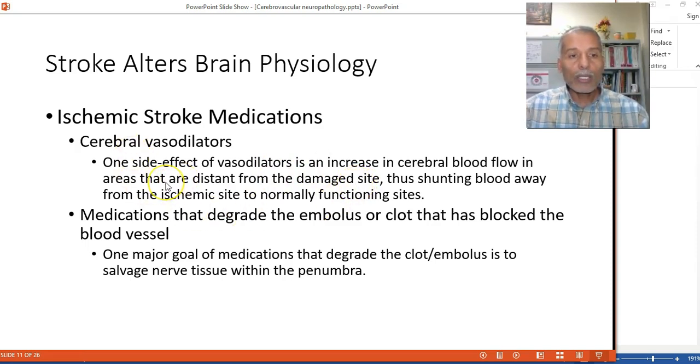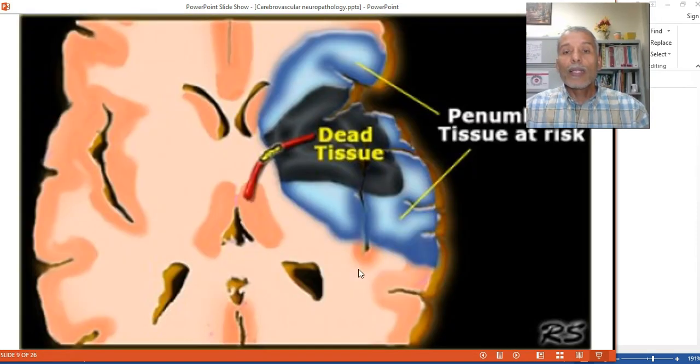For the medications that degrade the embolus or the blood clot, one major goal, the primary goal for these, is to melt that and open the site, the blood vessels, so that the blood can go through and bring in oxygen and glucose and other nutrients. So this way, it targets the tissue in the penumbra that hasn't died yet.